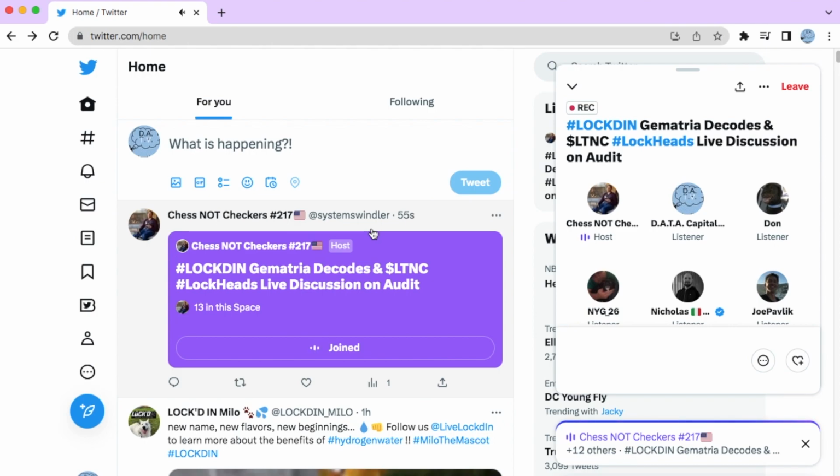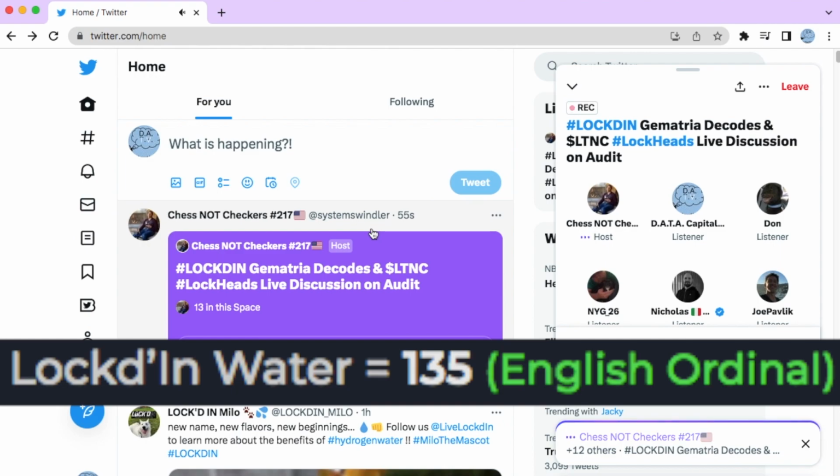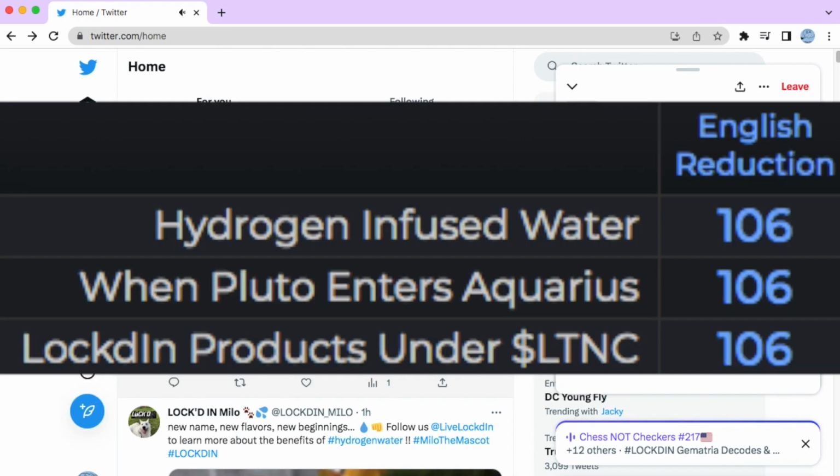I talked about earlier, locked in water equals 135 in ordinal. Yesterday was May 31st, so in reverse, 531 makes sense. And we talked about 106: hydrogen infused water, when Pluto enters Aquarius, locked in products under LTNC, all equal 106 in reduction. The very first day for locked in as a new entity is today, which is June 1st. So that's what I have gematria wise.